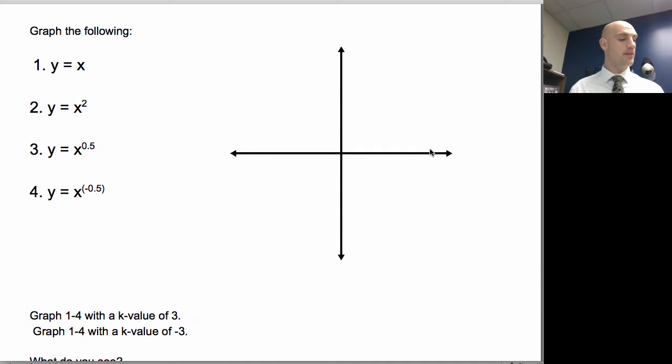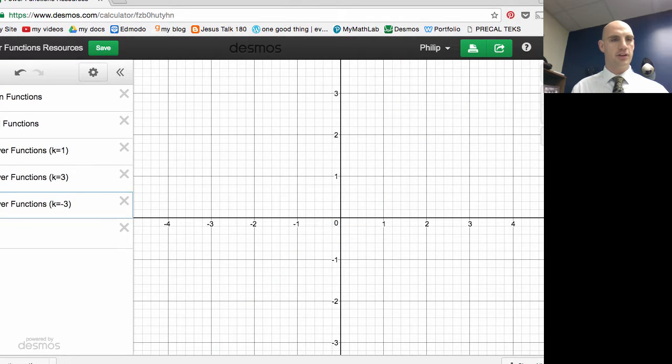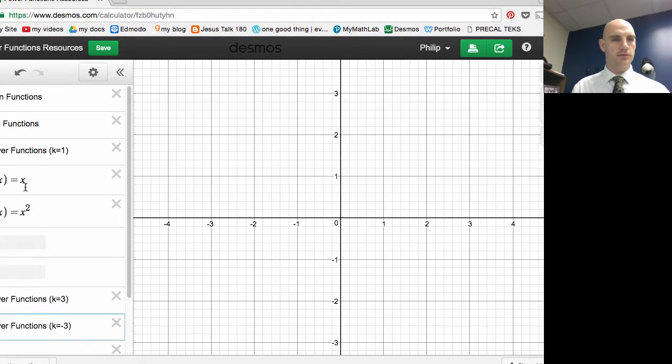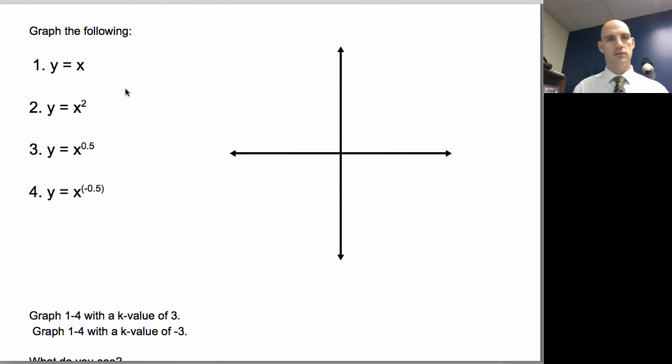Graphing the following. This is just a family of functions all sitting on the same coordinate plane. Well, I already have a picture of this. I'm going to show you. Power functions here. So I'm graphing y equals x squared, y equals x to the 0.5, so square root of x, and y equals x to the -0.5, which is 1 over the square root of x.